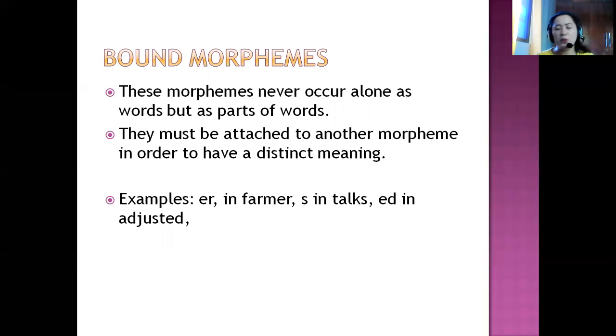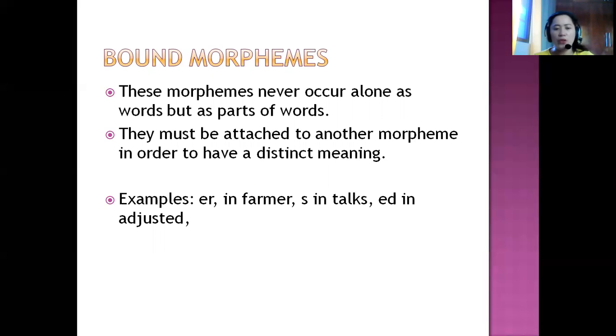So for example, -er in farmer, -s in talks, -ed in adjusted. So for example, in talks, if you will be asked how many morphemes are there in the word talks, you'll be answering two morphemes. Of course, why? Because first is the talk, second is the -s.